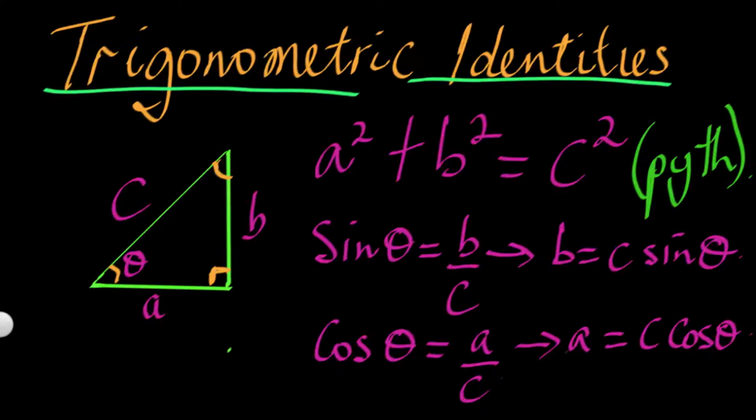Now I want to move to the next stage. Take note of what I have here. I want to replace in this Pythagoras theorem equation the B and the A with this. B is going to be replaced by C sine theta, and A is going to be replaced by C cos theta. That is the next stage. Okay, let me go there. So I'll say A squared plus B squared is equal to C squared.